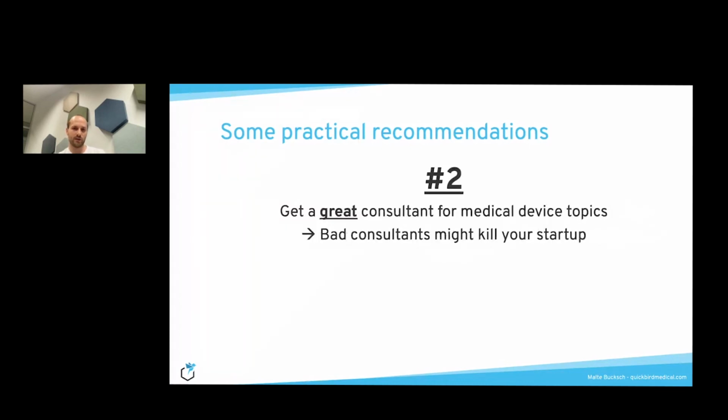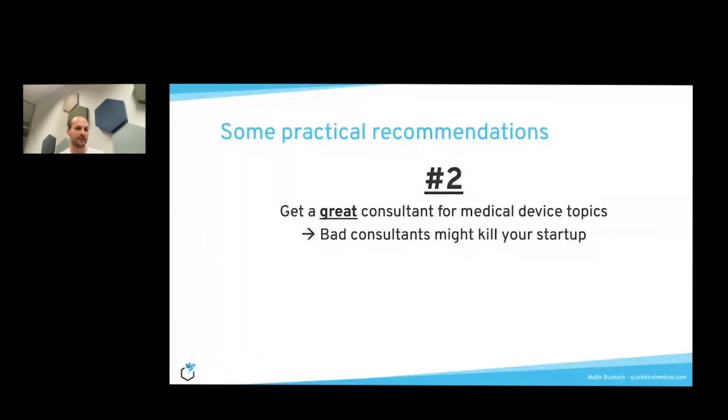The second recommendation is get a really good consultant for medical device topics. The whole area of medical device regulation is overwhelming in the beginning if you don't know anything about it. And if you have a bad consultant, it stays overwhelming. You will basically never really understand what everything means.